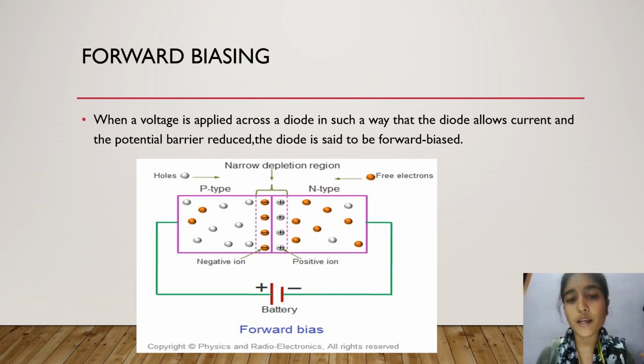When a voltage is applied across a diode in such a way that the diode allows current and the potential barrier is reduced, the diode is said to be forward biased. In forward biasing, it allows current and the potential barrier will be reduced. We can observe here P-type, N-type, holes and free electrons in this image.